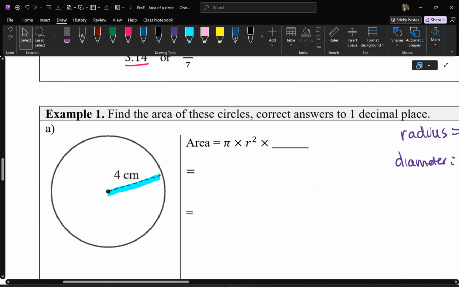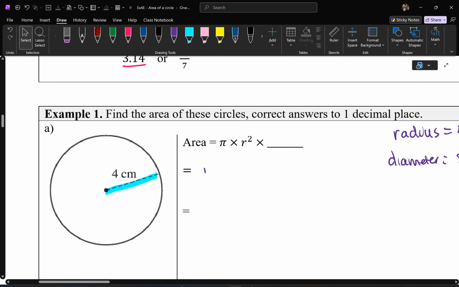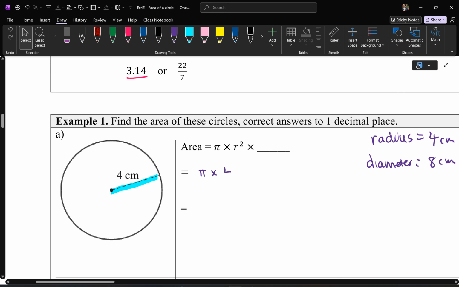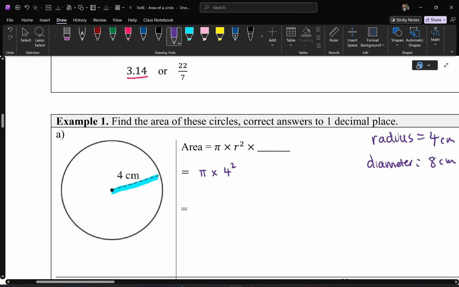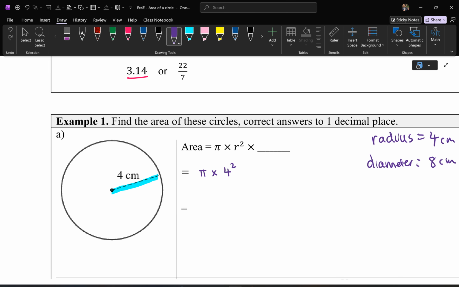So according to this formula, we can see it's pi times the radius, which we know is 4. So it should be 4 squared. Now remember, 4 squared is not the same as 4 times 2. Okay, 4 squared is not 8. 4 squared is equal to what? Can I please have Willem? 16, because 4 squared means 4 times 4.